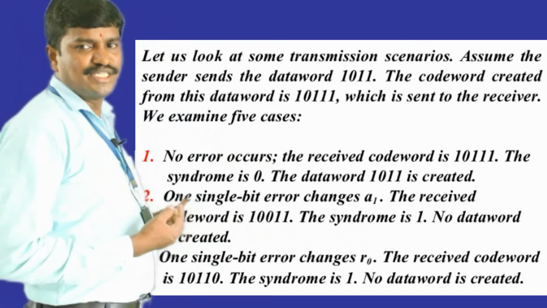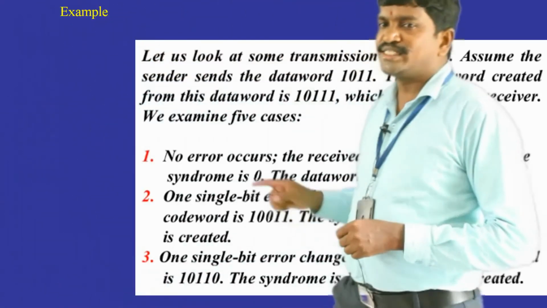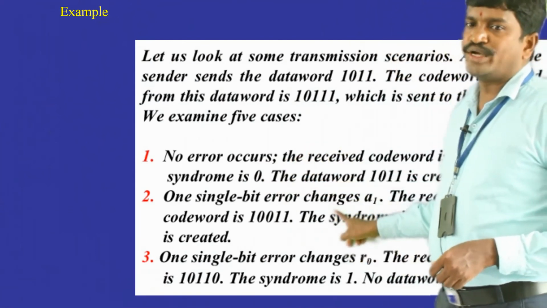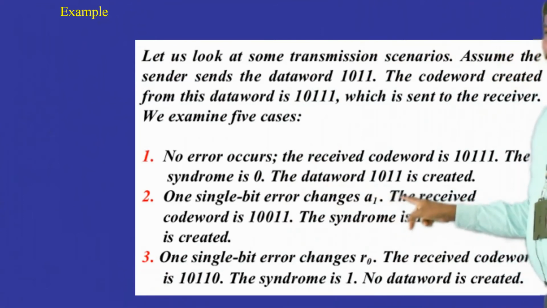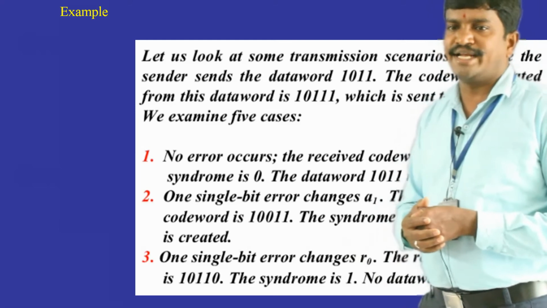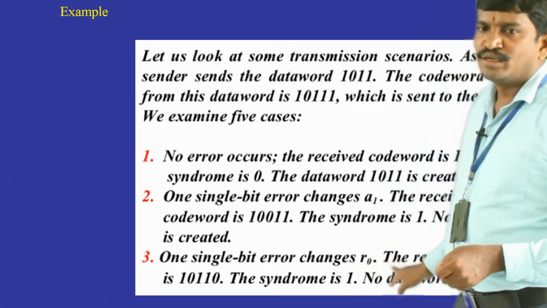So hope you understood this second case. In the second case, one bit is changed. If one bit is changed, then you are going to get a syndrome value of 1. When the syndrome value is 1, the data word is not created and the received word is simply rejected.